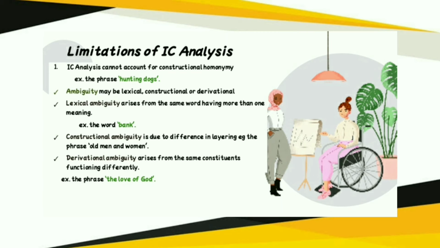Example, the phrase "hunting dogs." Ambiguity may be lexical, constructional, or derivational. Lexical ambiguity arises from the same word having more than one meaning. Example, the word bank. Constructional ambiguity is due to difference in layering, the phrase "old men" and "women." Derivational ambiguity arises from the same constituents functioning differently. Example, the phrase "the love of God."